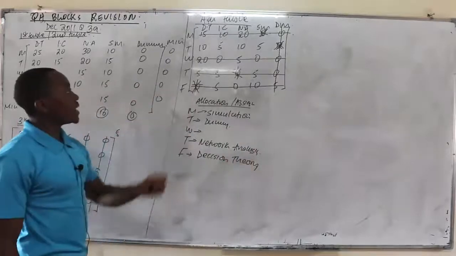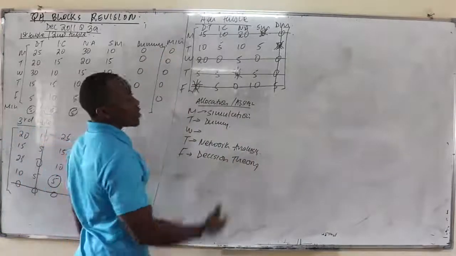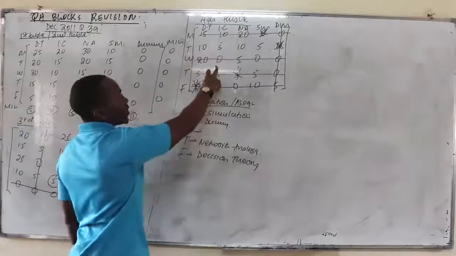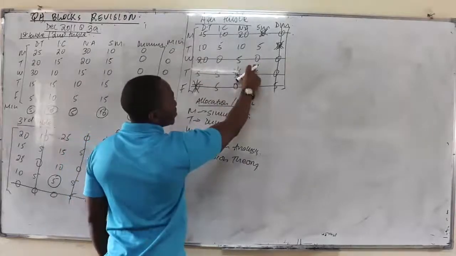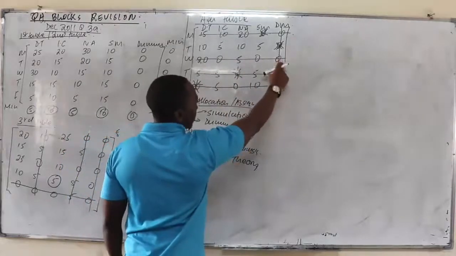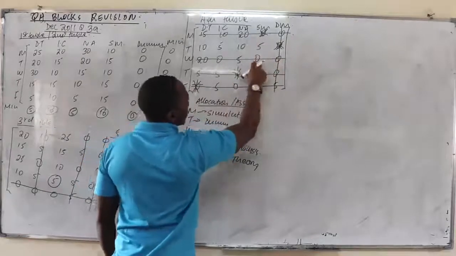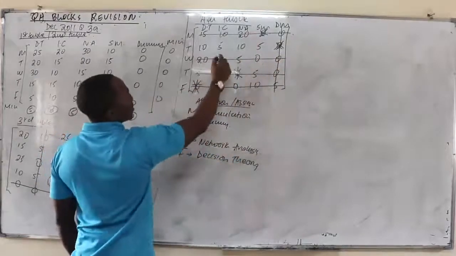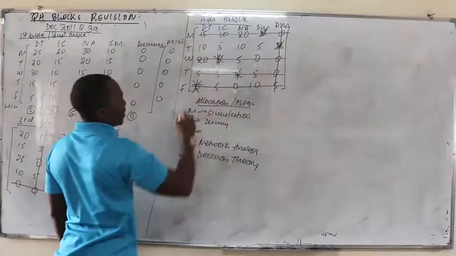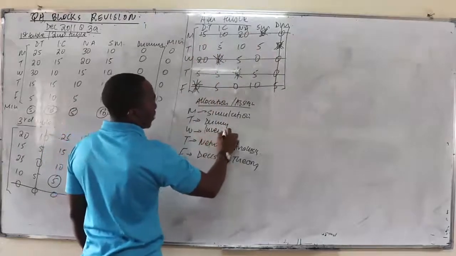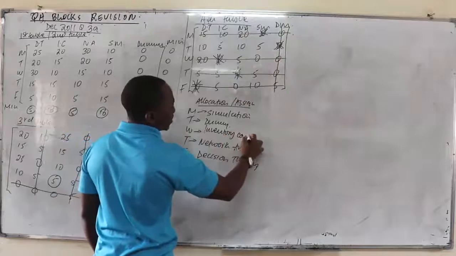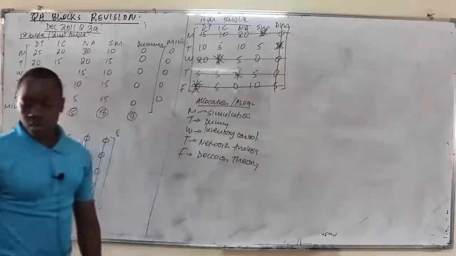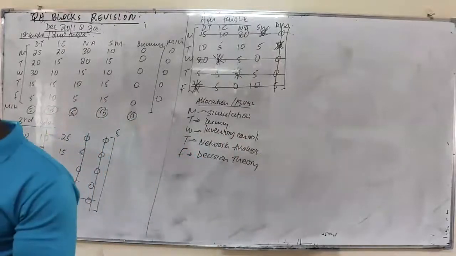Then we are remaining with Wednesday. Wednesday, you had an option of doing inventory controls, also simulation or dummy. Dummy is already taken, simulation the same. So we're remaining with what? Inventory control. So that was the optimal assignment.